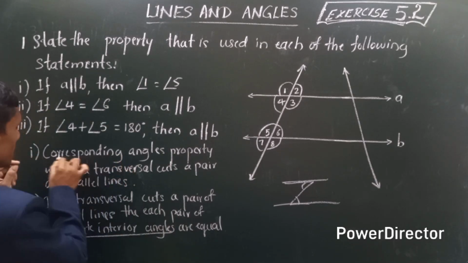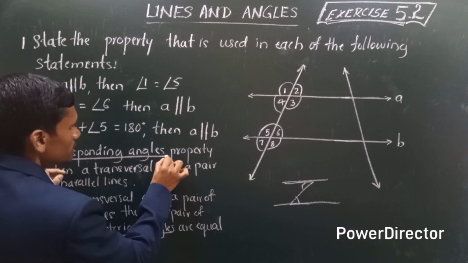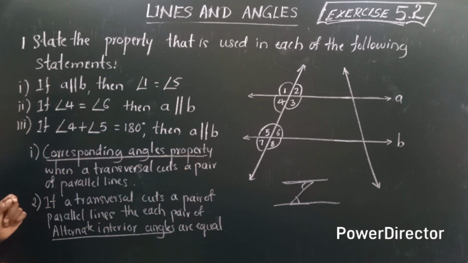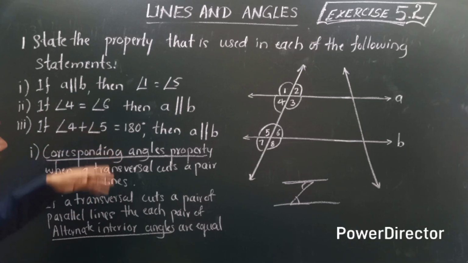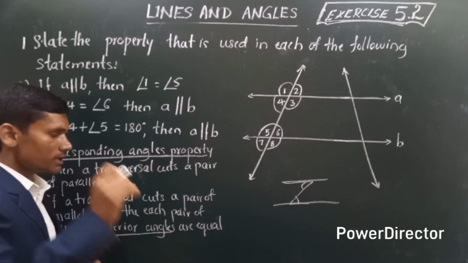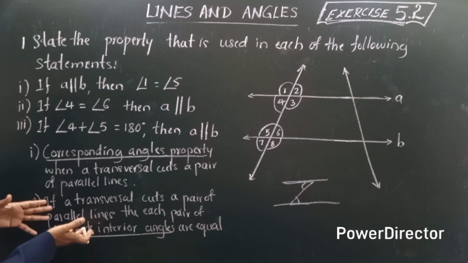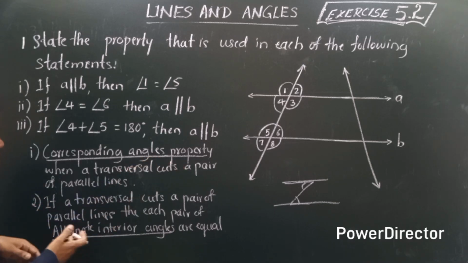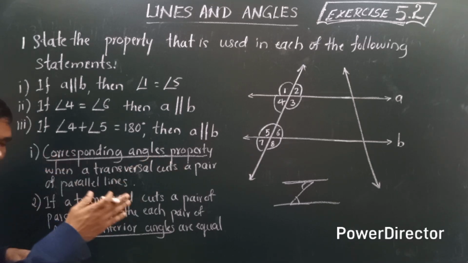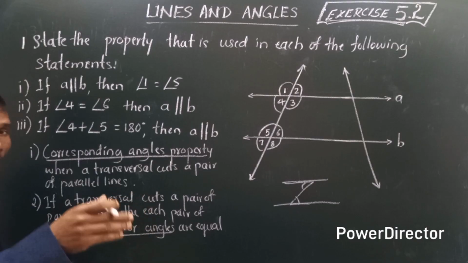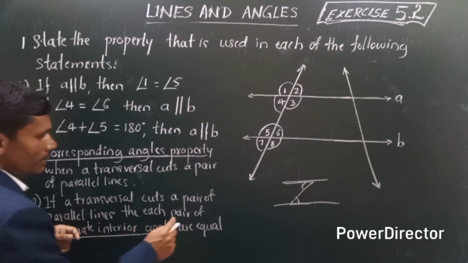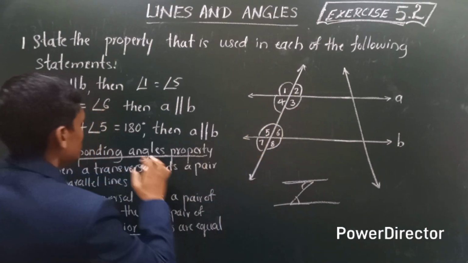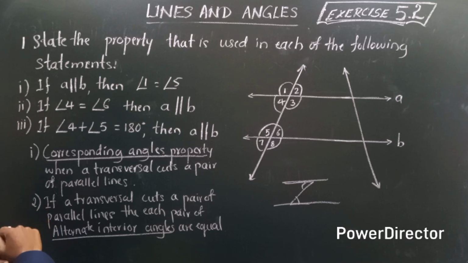This is the corresponding angles property, right? This we are writing here. So what we can say, these will be equal when a transversal cuts a pair of lines which are parallel to each other, and this is again the alternate interior angles. They are also equal when a transversal cuts a given pair of lines which are parallel. Here A is parallel to B, it is already said clearly in the question, right?